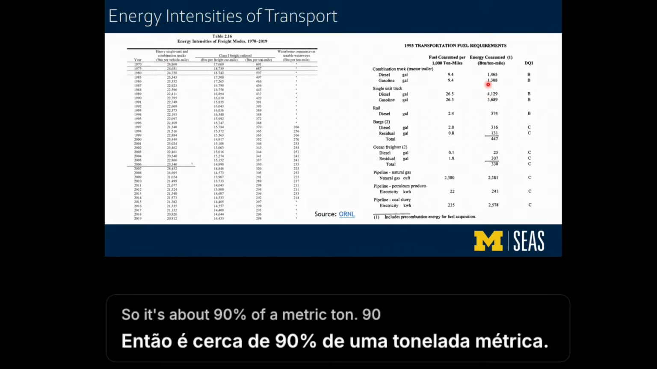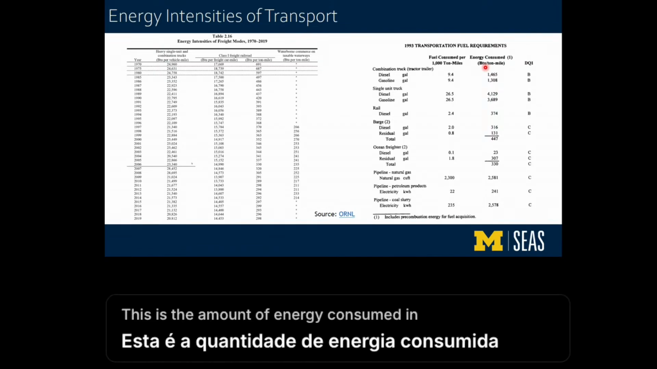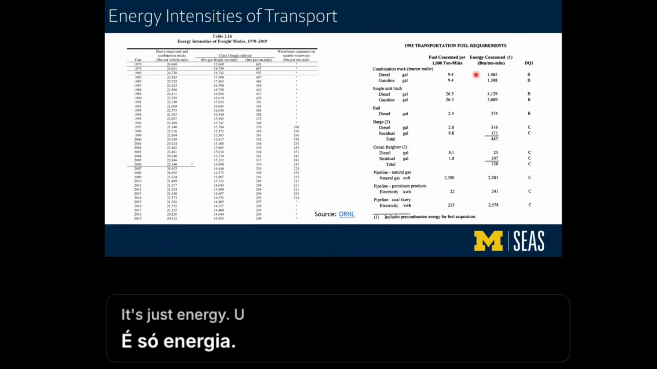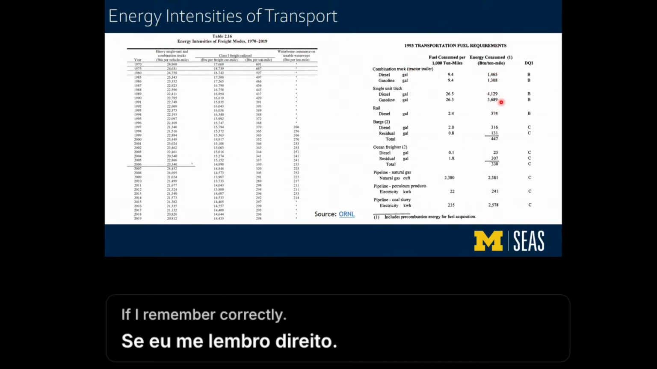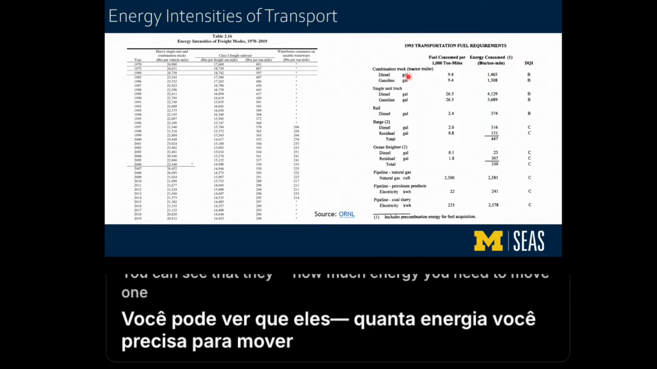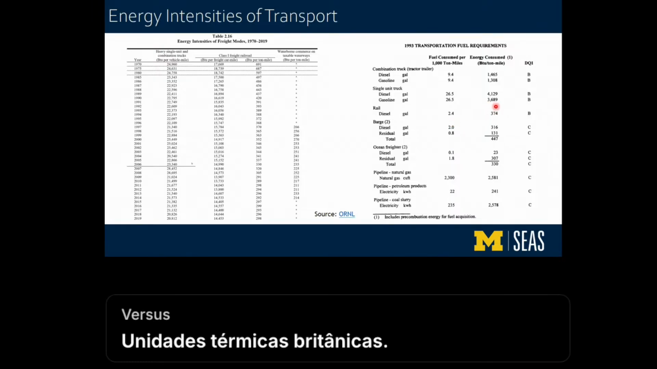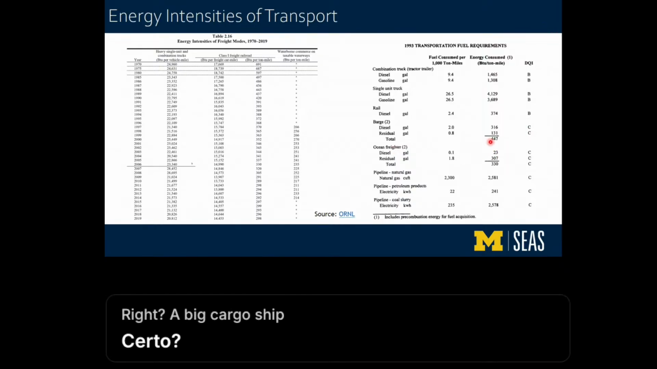But you can see here some interesting things. This is the amount of energy consumed in terms of what's called British thermal units. It's just energy. It's roughly equal to, I think, 1,055 kilojoules, if I remember correctly. You can see how much energy you need to move 1 ton, 1 mile using a truck, right? It's about 1,500 British thermal units versus a train, about 400 British thermal units, versus an ocean freighter, a big cargo ship. It's 23 BTUs, British thermal units, per ton kilometer.